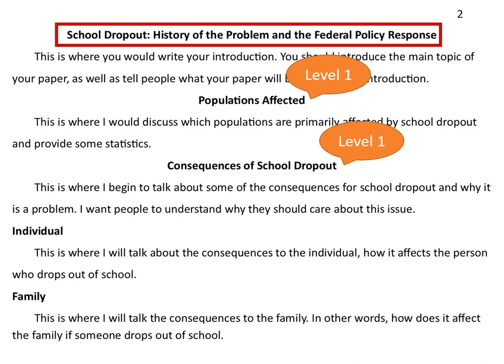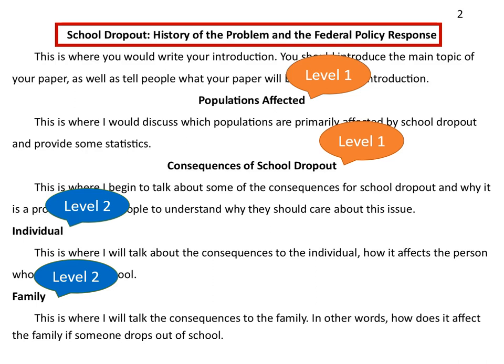Then I move to a new topic, Consequences of School Dropout. This is different than populations affected, and because I'm now discussing a separate topic, there is a different heading. It is still a Level 1 heading, so you will see that it is also in bold, centered, and in upper and lowercase letters. I next have a subheading under my Level 1 heading of Consequences of School Dropout. Here I go into greater detail of the individual consequences of school dropout. The Level 2 heading is flush left, in bold, and in upper and lowercase letters.